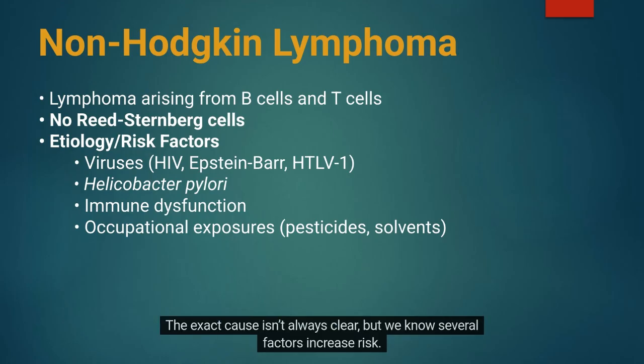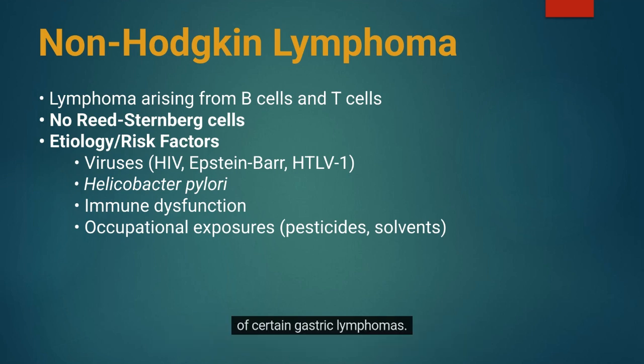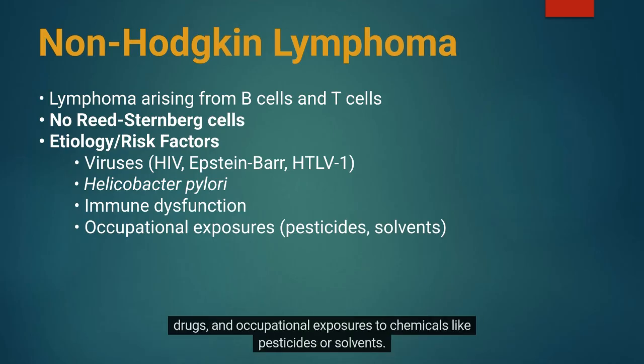The exact cause isn't always clear, but we know several factors increase risk. Viruses such as Epstein-Barr virus, HIV, or HTLV1 are linked with higher rates. Helicobacter pylori, the bacteria known for causing stomach ulcers, can also contribute to the development of certain gastric lymphomas. Other risk factors include immune system dysfunction, such as in patients with HIV/AIDS or those on immunosuppressive drugs, and occupational exposures to chemicals like pesticides or solvents.